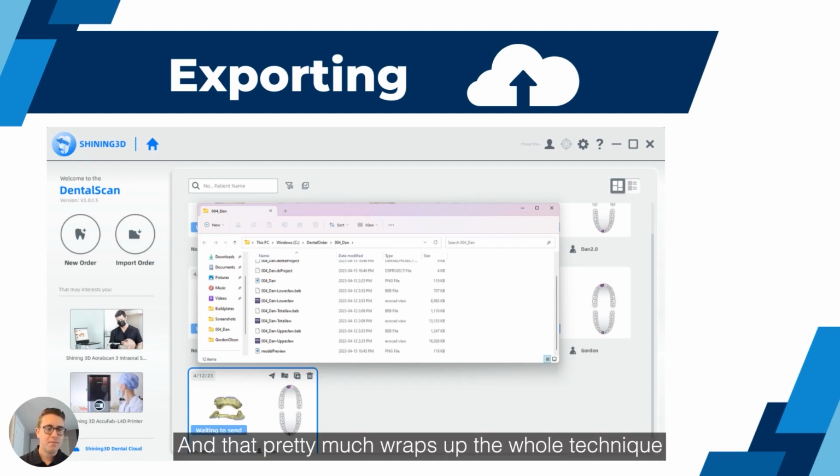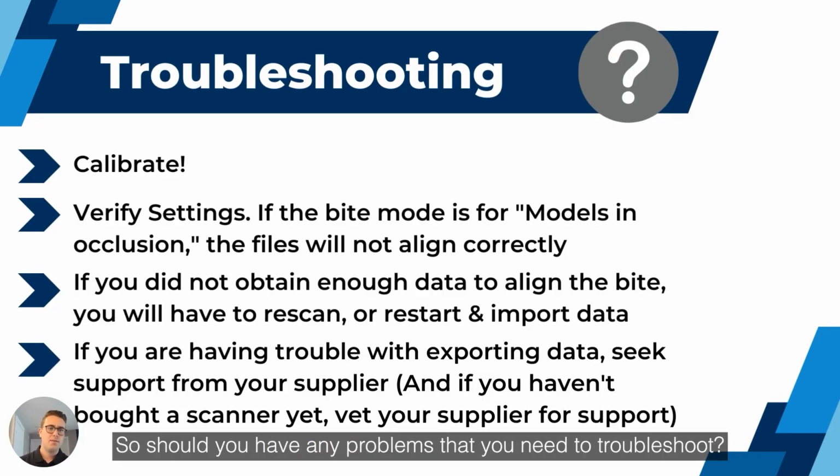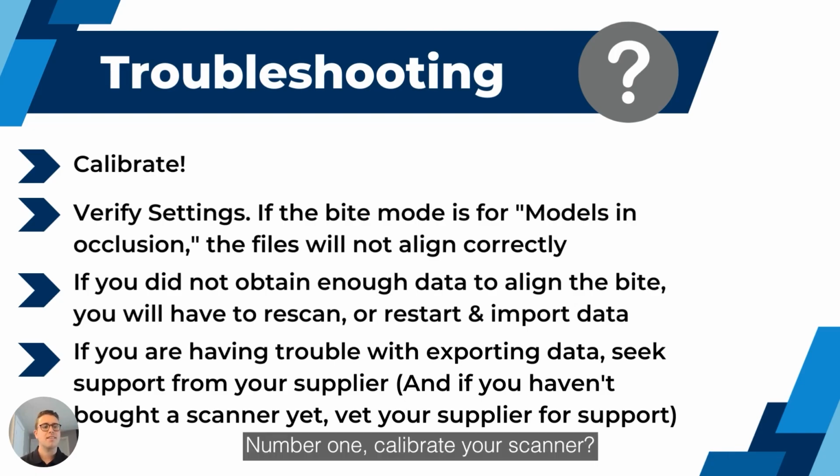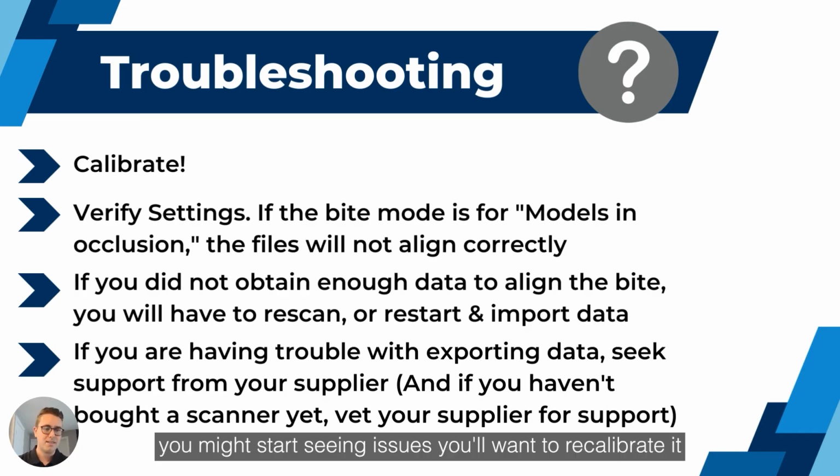And that pretty much wraps up the whole technique. You'll take your impressions, scan it all in, and then export it to whatever your design software is going to be. So should you have any problems that you need to troubleshoot, number one, calibrate your scanner. I like to calibrate my scanner once a week, once every 10 days, but your Shining software will tell you when your scanner was last calibrated as soon as you plug it in. And if you start getting up to 20, 30 days, you might start seeing issues. You'll want to recalibrate it.